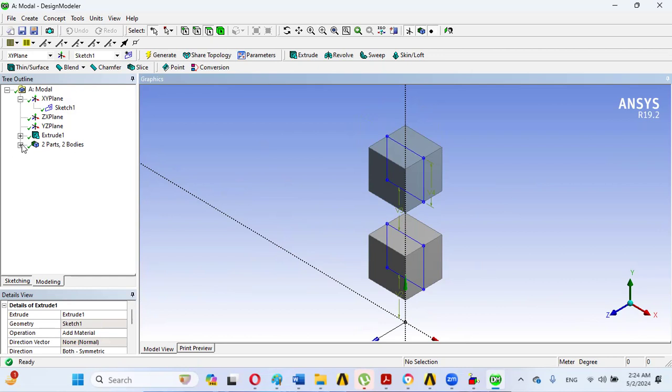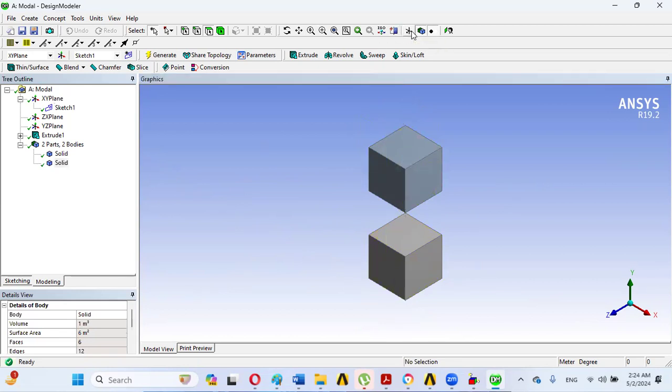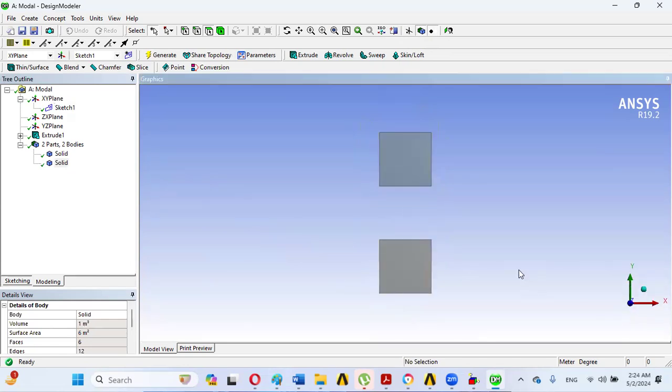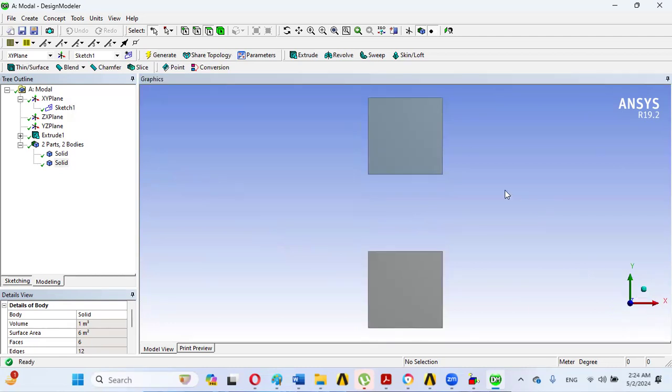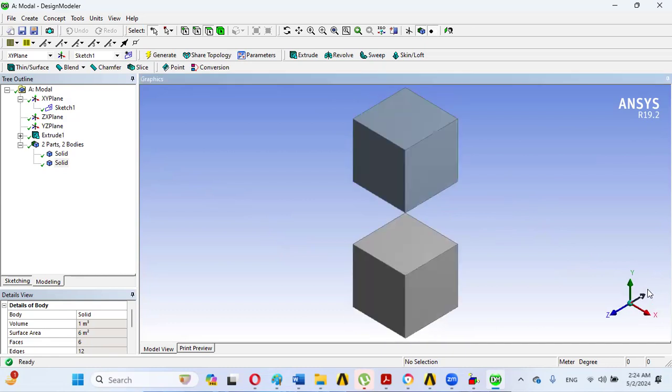So here we can observe that the volume for each cube is 1 meter cube. If we turn display planes off, then we can observe from the z-axis that the two masses have been created like this, and in the 3D mode they have been shown here.